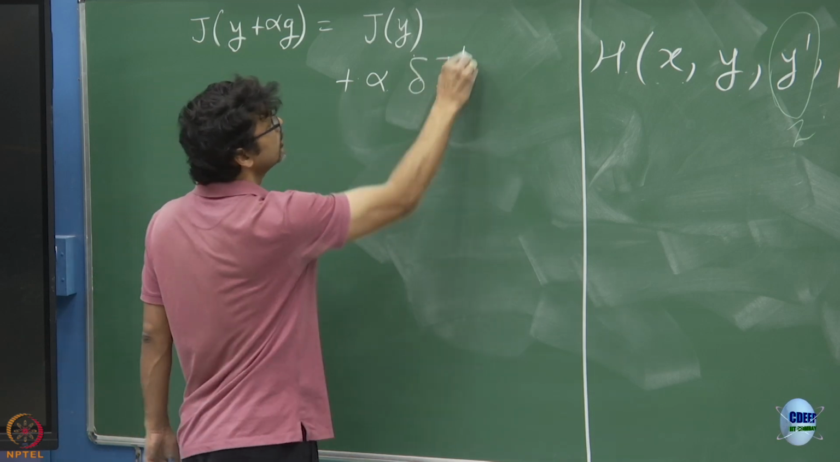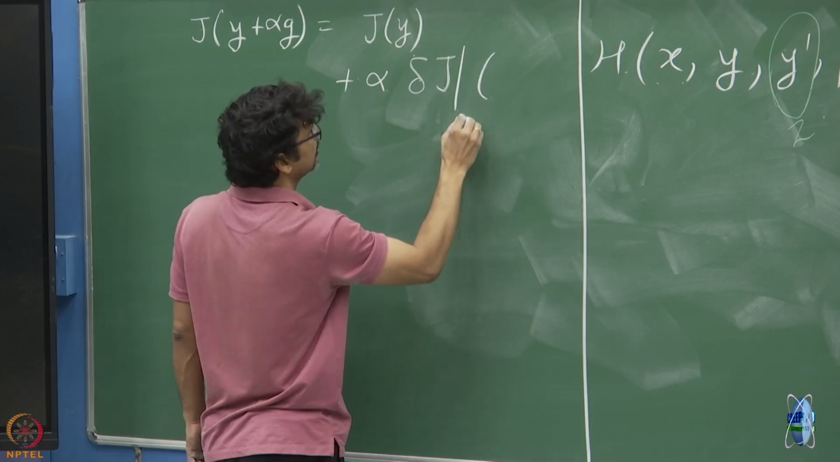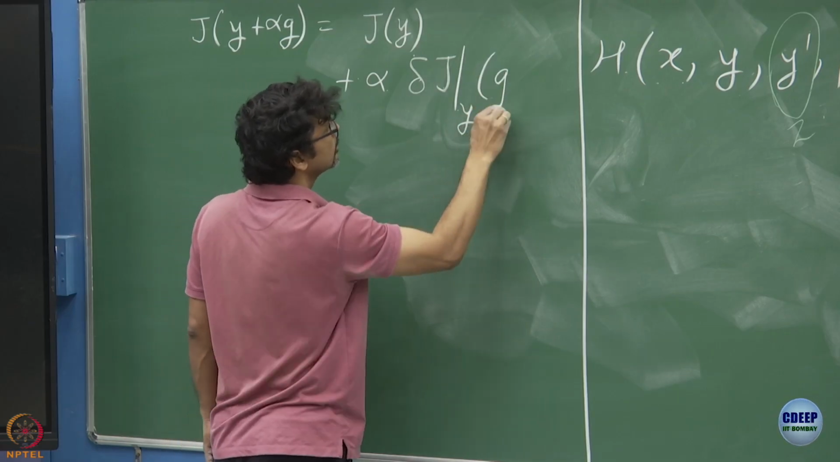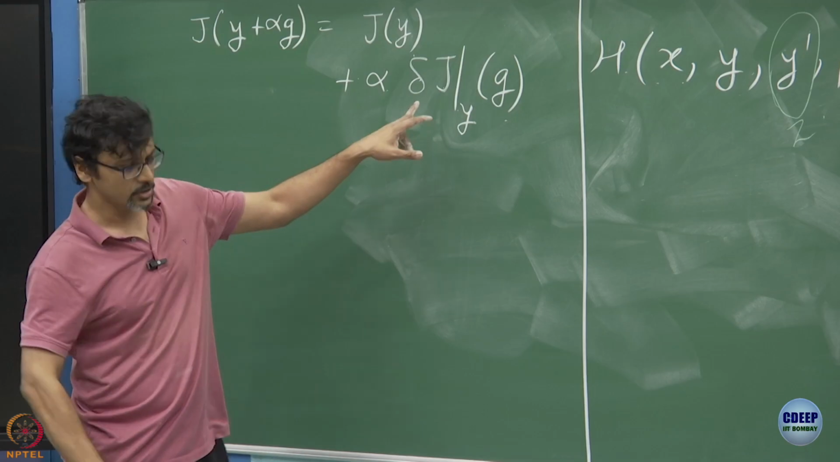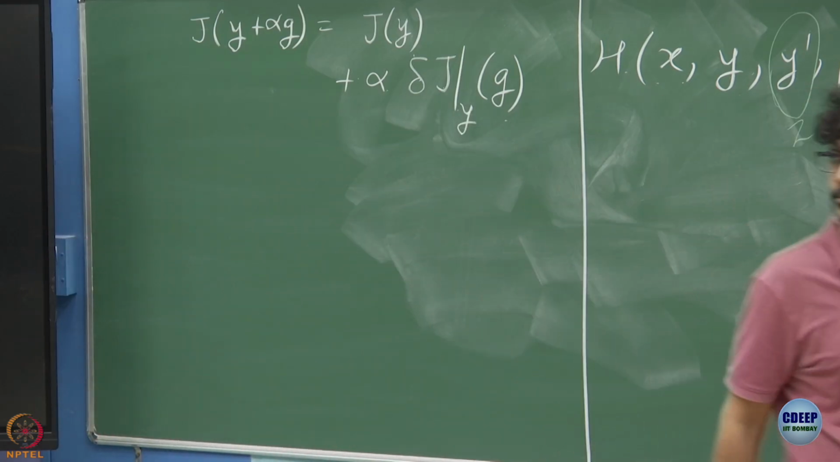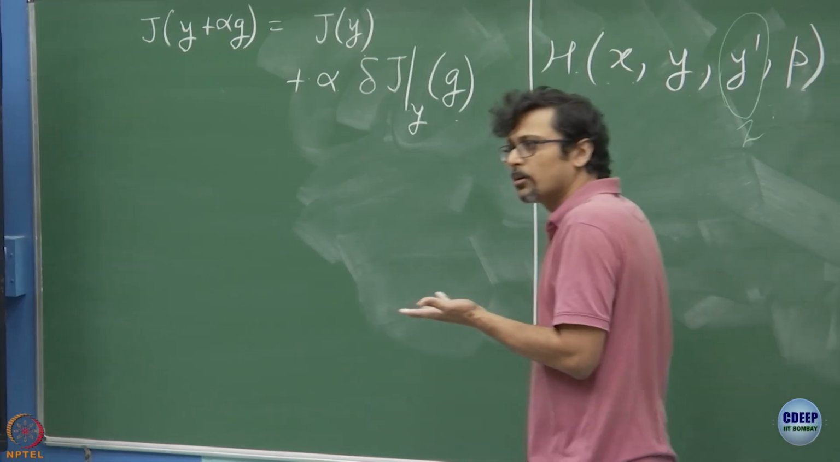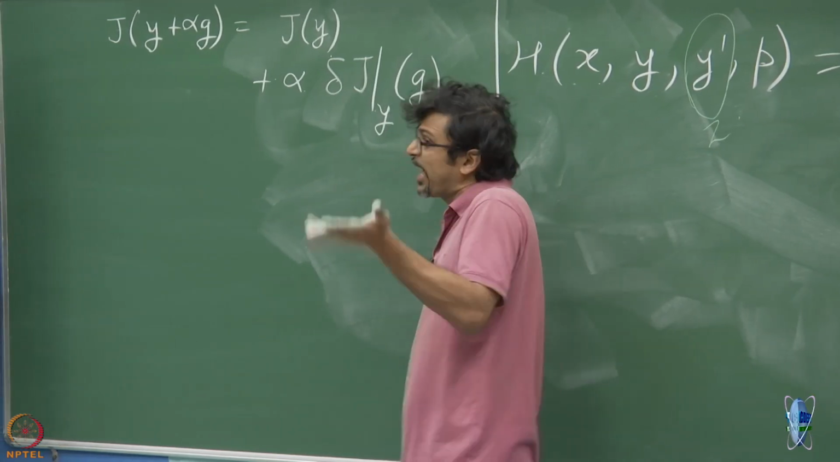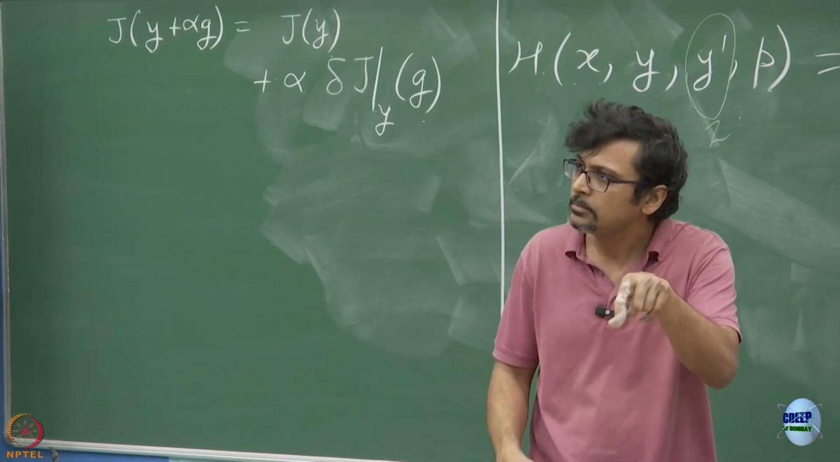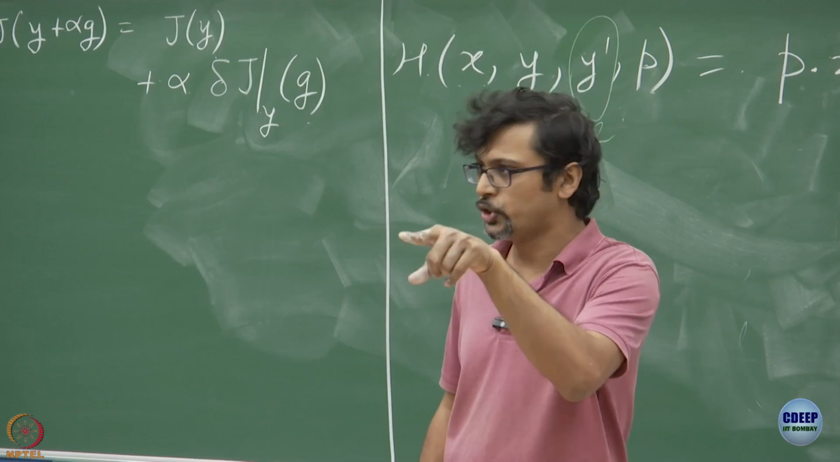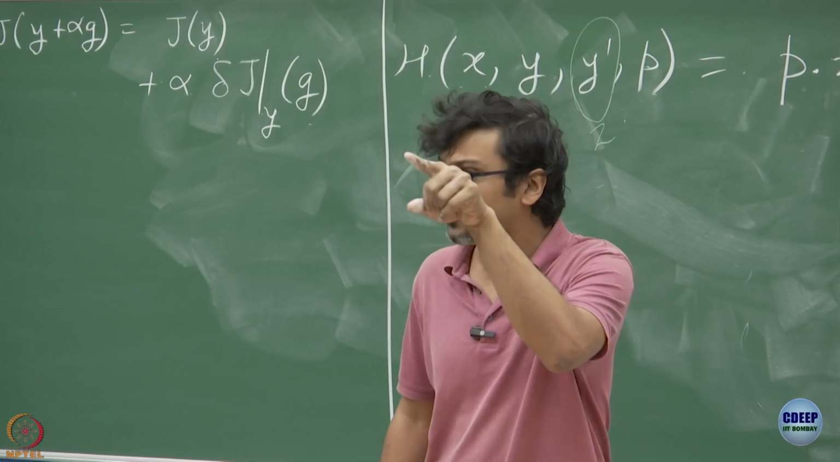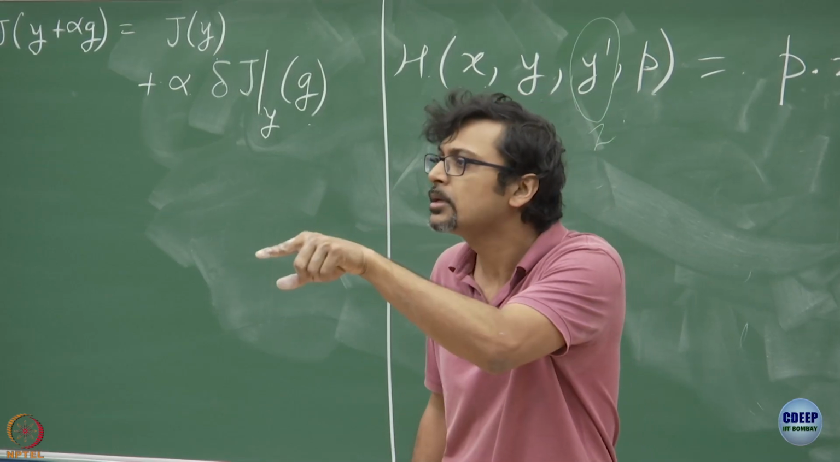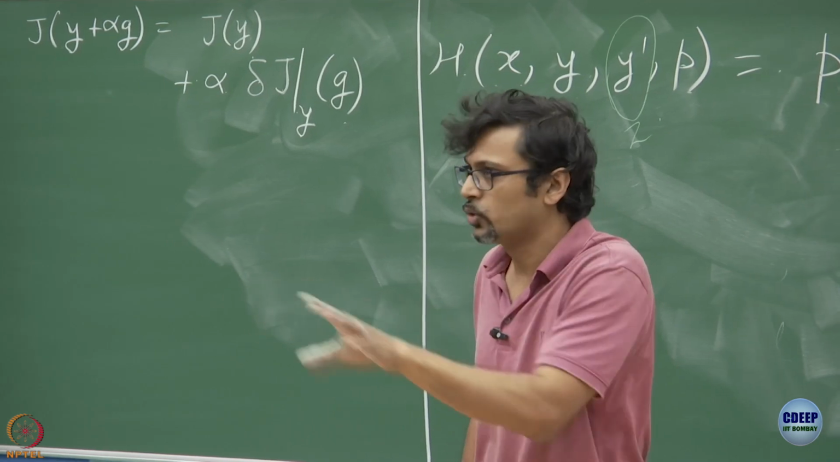The first variation evaluated at Y along the direction G, remember what this was? It had partial of L with respect to Y times G plus partial of L with respect to Y prime times G prime. Those are the two terms.